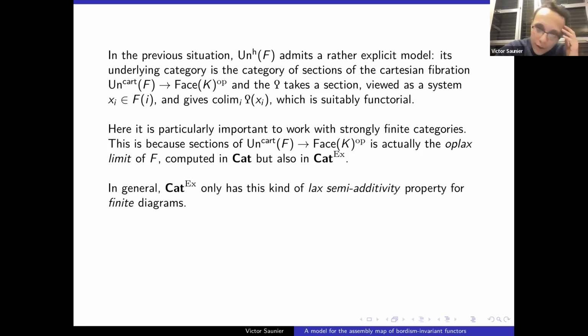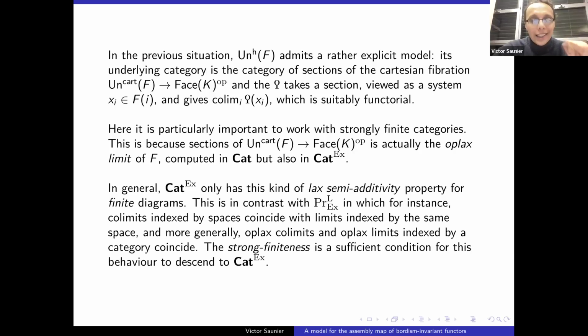Now, this only works for strongly finite stuff. And this is precisely where the strongly finite stuff appears. This fact that in cat x the oplax limit and the oplax colimit are the same is some sort of lax semi-additivity, right? Inside cat x, on stable categories, you know that coproducts and products agree. Well, here, essentially, I'm trying to describe to you a categorification of this phenomenon. Now, this categorification only works for finite things, essentially because it works all the time on presentable things.